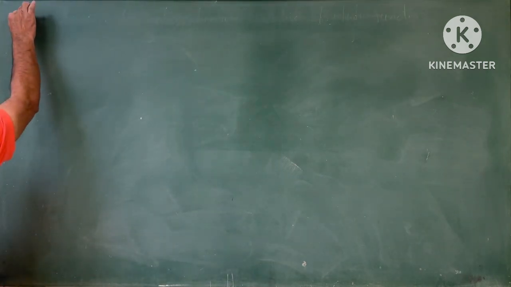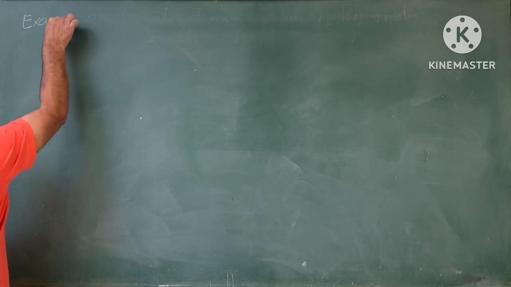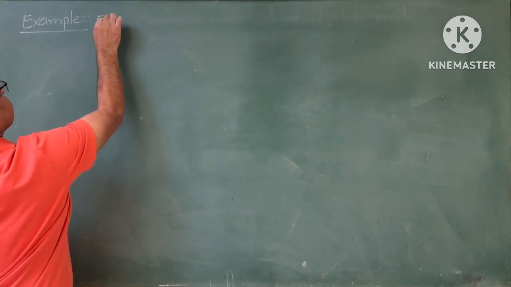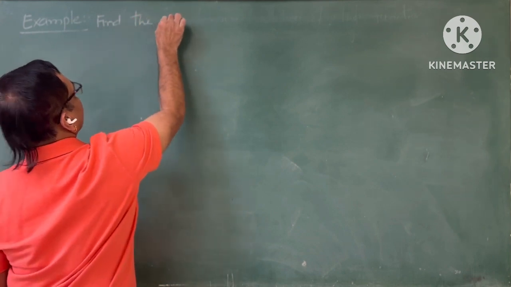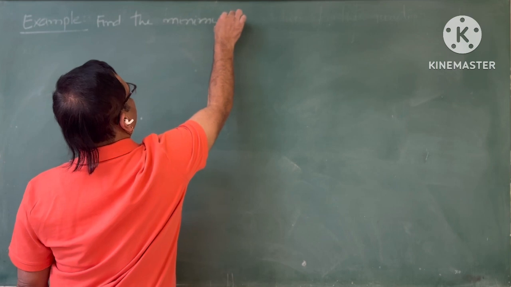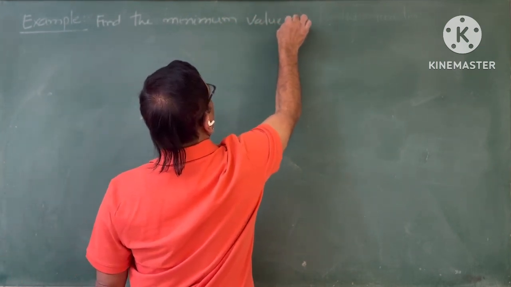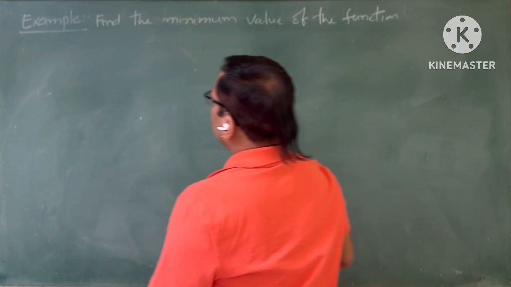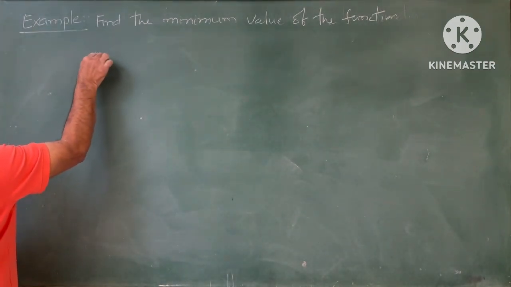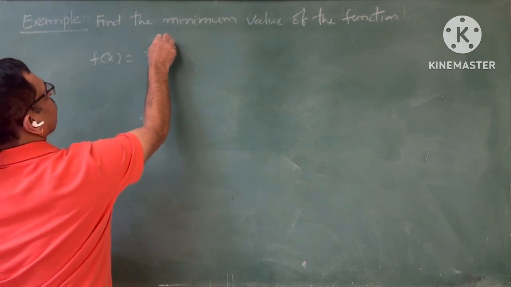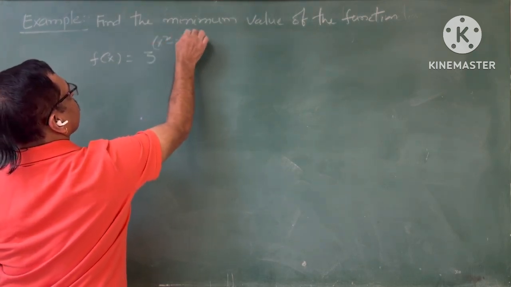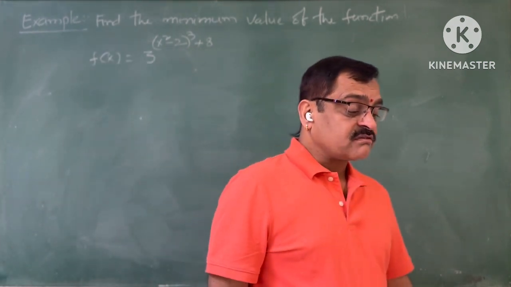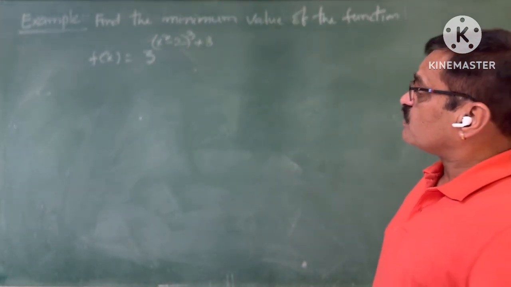Next example. Find the minimum value of the function f of x is equal to 3 raised to x square minus 2 whole cube plus 8. So f of x is equal to 3 raised to x square minus 2 whole cube plus 8. Now we have to find the minimum value of the function.